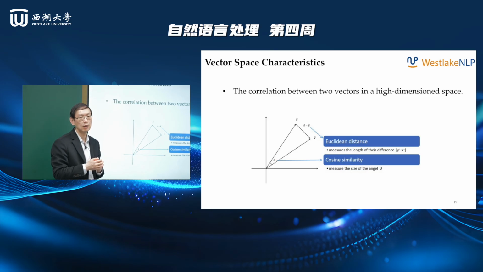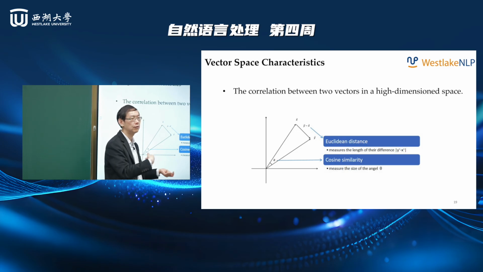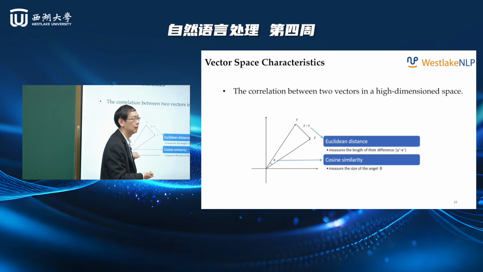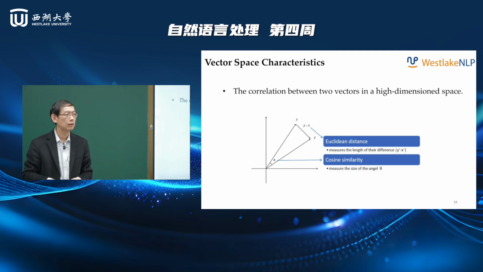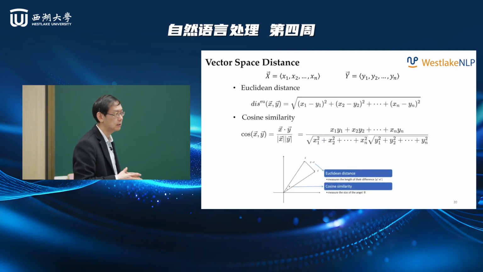Sometimes it's very useful. For example, if you copy and paste a document twice, "I like NLP, I like NLP," that will be a different document. The new vector will be twice as far from the origin compared to the original vector, so they have a distance. But actually they mean the same thing, so their angle is the same. So you care about the angle and you care about the distance.